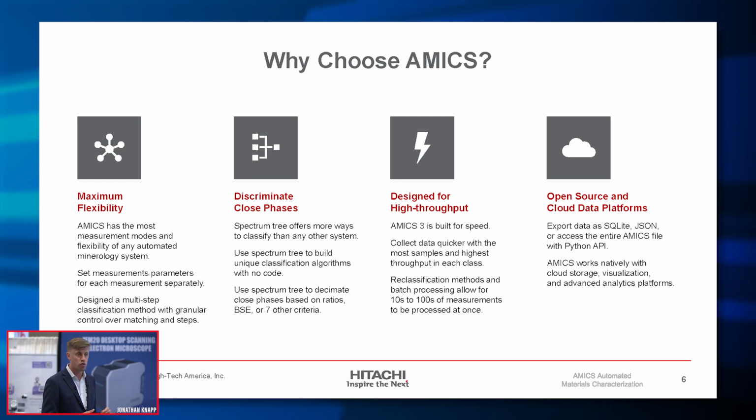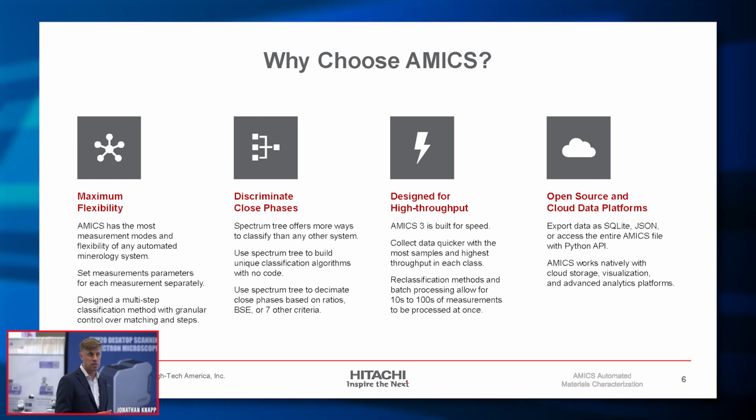We really are trying, like the core of AMICS is to try to discriminate close phases. This is advanced material identification. So our job here is to use multimodal data sets to identify phases and then translate those phases into data, right? We're designed for high throughput. This is a high throughput industrial system. It comes with holders, it comes with automation designed around it. And then we're really focused on open source and cloud platforms.